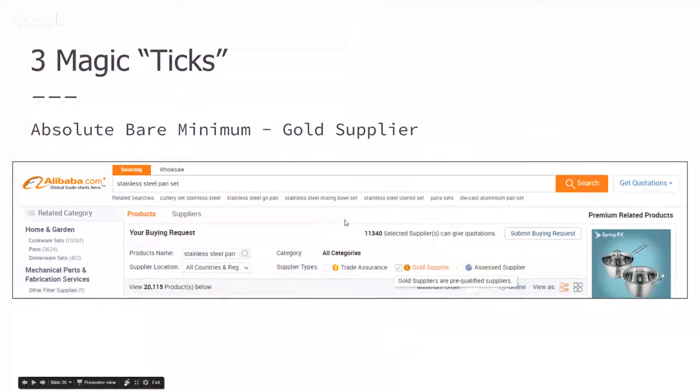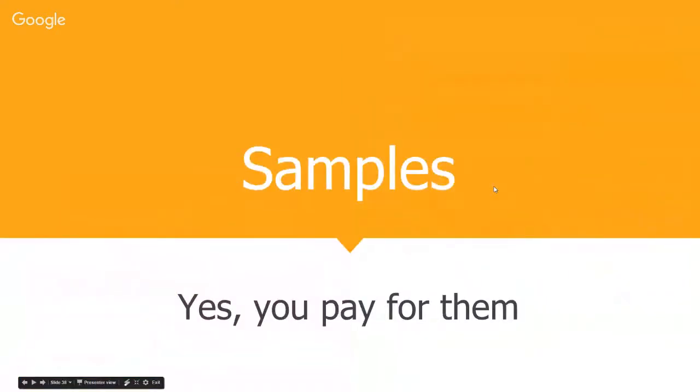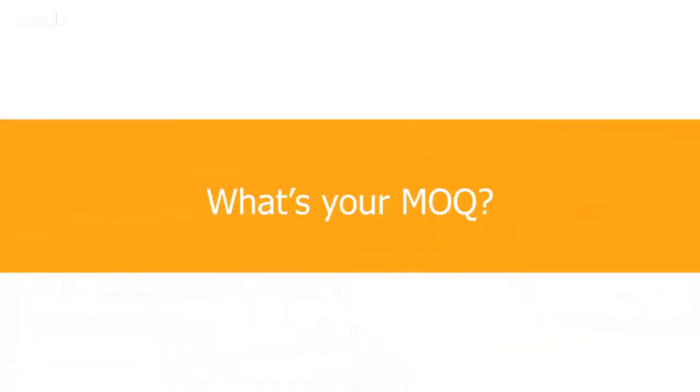All right, just a couple of tricks on finding suppliers around Alibaba if you do need to use Alibaba. So the all important 3 ticks: trade assurance, gold supplier, and assessed supplier are a great way to weed out a lot of the middlemen. As I said, build relationships, get off Alibaba so you can use the Alibaba app and in-house communication services to start the relationship, but I use Hangout, Skype as well to get them off there for a bit more fluid a conversation, even if it is only in chat, not just in person. And yes, you want to pay for your samples.